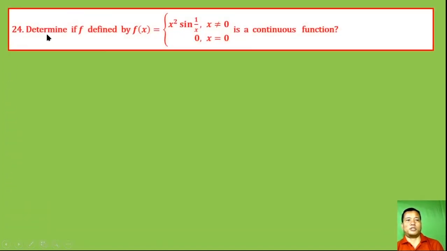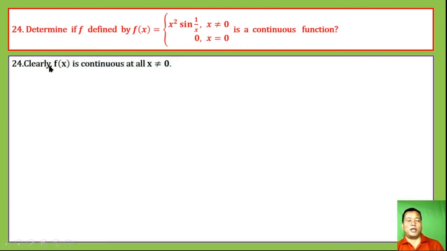Question number 24. Determine if f defined by this is a continuous function. Clearly, f of x is continuous for x not equal to 0.